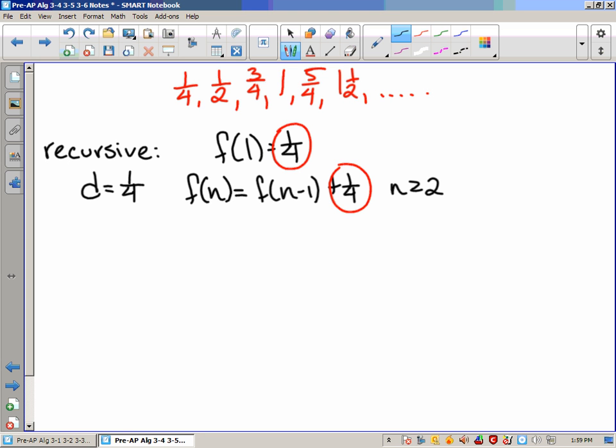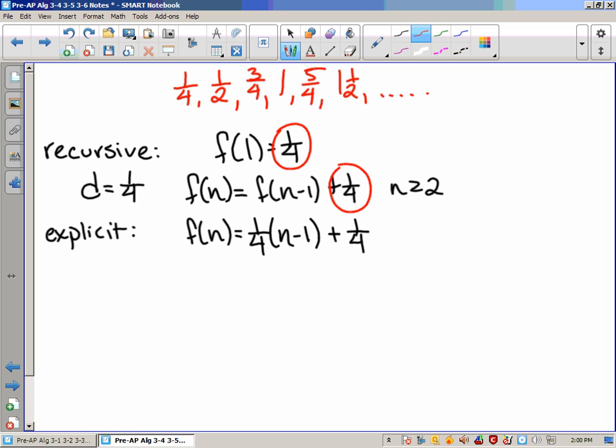So that's the recursive. Let's do the explicit. The explicit rule, what I need is I need the first term and the common difference. Except I put the common difference here, and then I add the first term. Now again, it so happens here that they end up being the same thing, the first term and common difference.